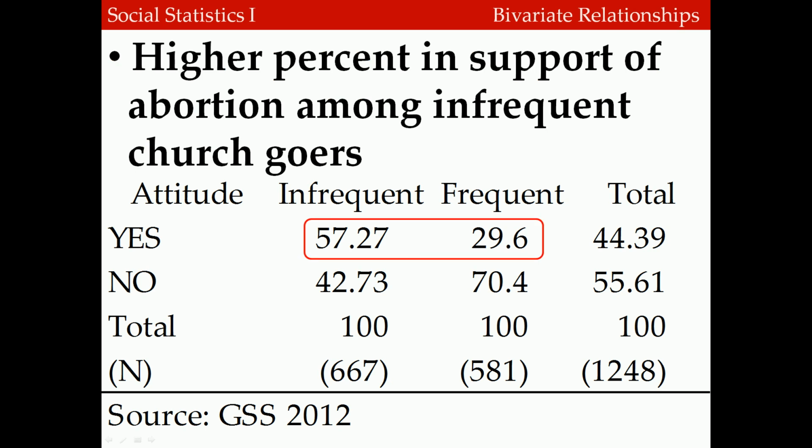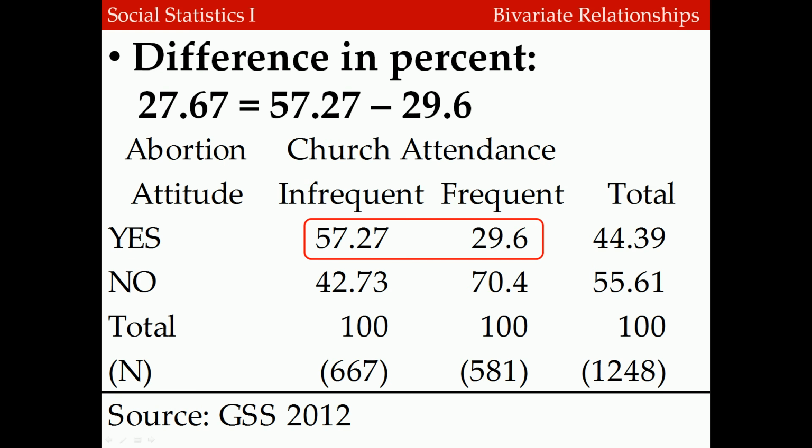Well, if we look at the percent differences for one of the categories, and it doesn't really matter which one we choose, we get the same relationship either way since this is a 2x2 table. Here we see that there is a difference in the percentages of people who frequently and infrequently attend church in terms of their support for abortion. Of those who frequently attend, only about 30% are in favor of abortion, whereas of those who infrequently attend, it's a much higher percentage, over 57%. So the difference between these is about 27%. If we take 57.27, subtract 29.6, we get a value of 27.67.